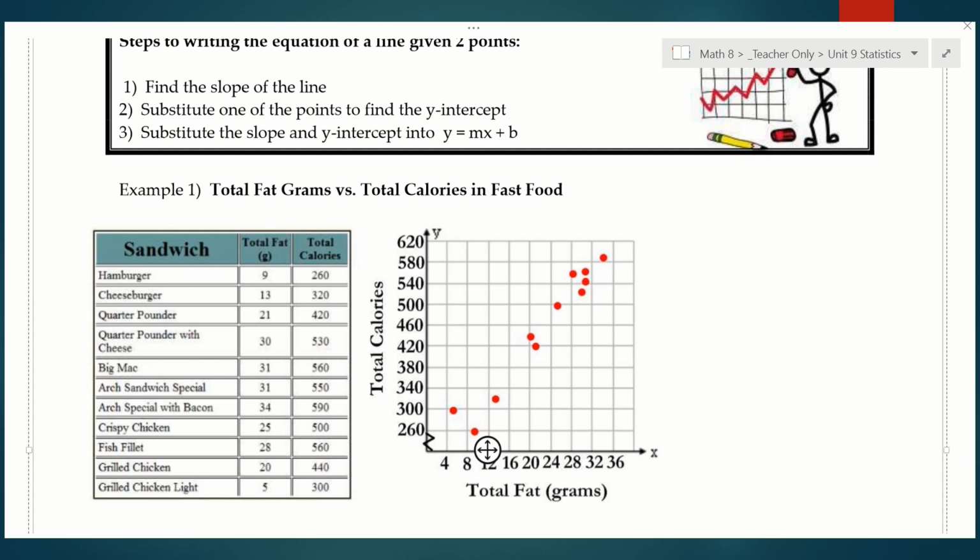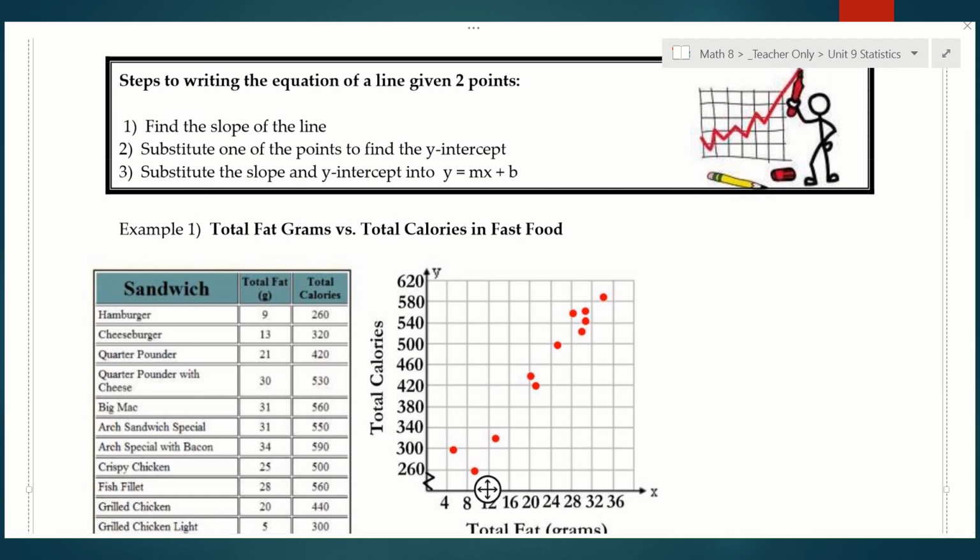Okay, so this is a really good review of writing equations of lines, which we spent a really long time doing. So it's really nothing new. It's steps that you've done before. It's just using a scatter plot instead of actual points on a line. Okay, so you can see up here I have the 3 steps that we're going to follow.